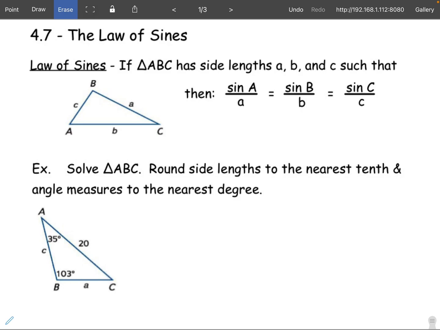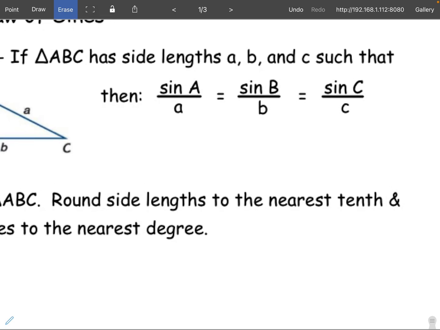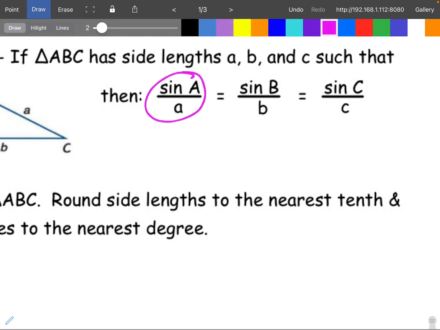So with the law of sines, we're basically setting up a proportion. Now, we have sine of big A, which is angle A, over little a, which is the side length. We have sine B over little b and sine big C over little c. Now, we will never use all three of these at the same time. We will only use two for any given situation.